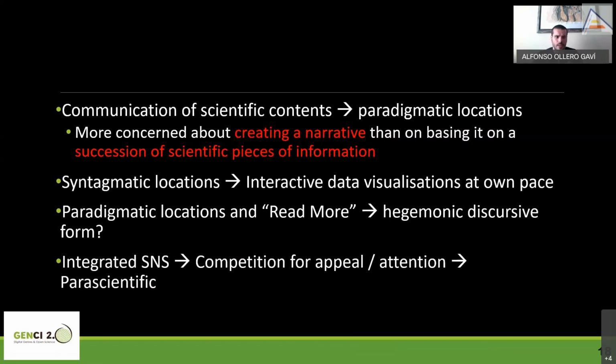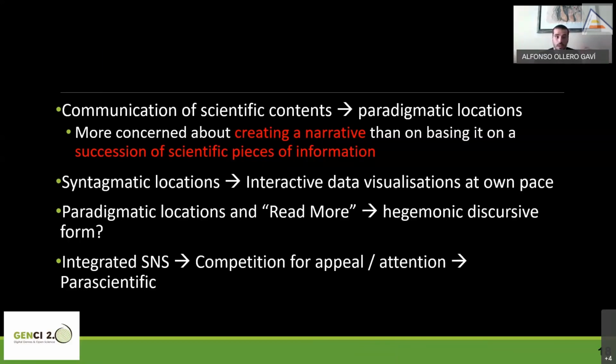And finally, something that was mentioned before was the integration within social networking sites. That is, within an internet paradigm which favors this competition for appeal and attention, the genre, this IS doc genre, may be lacking in scientific content production, in spite of this over reliance on scientific communication. So this is the conclusion that I finally reached, which allowed me to align this specific documentary genre within the parascientific genres, which, as I've said earlier, consist on this erosion of the boundaries of discourse.